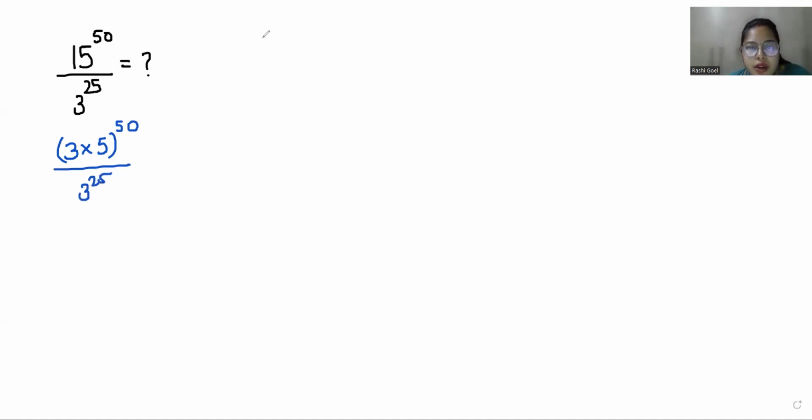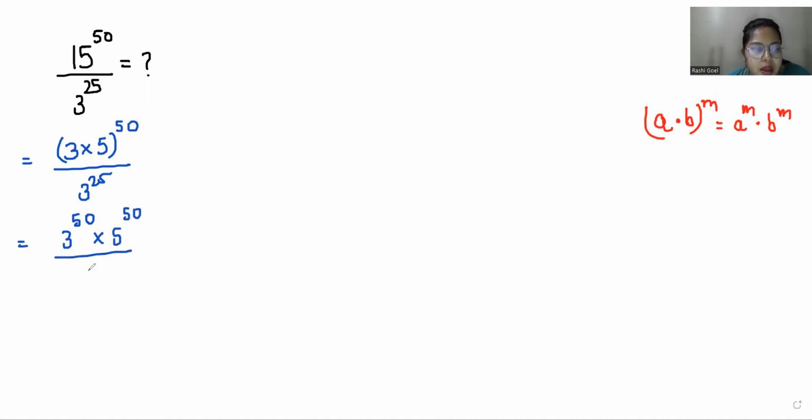Now according to exponent rule, a times b whole power m, we can write it as a power m times b power m. So here we can write this as 3 power 50 times 5 power 50 by 3 power 25. Now 3 power 50 as 3 power 25 plus 25 times 5 power 50 by 3 power 25.